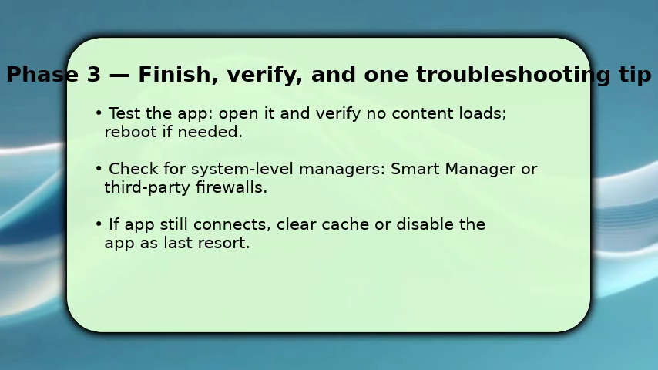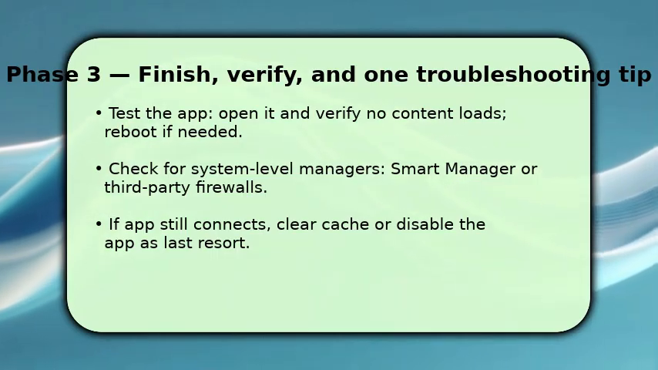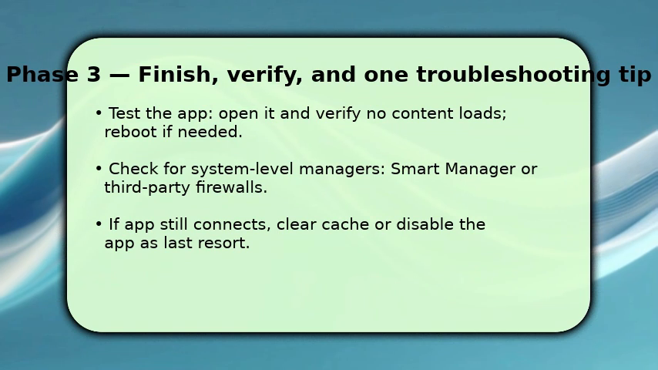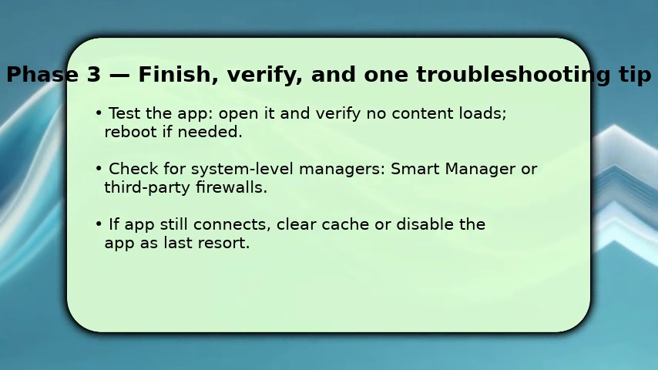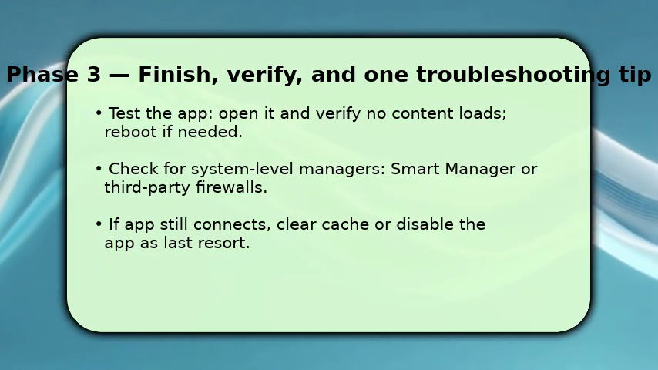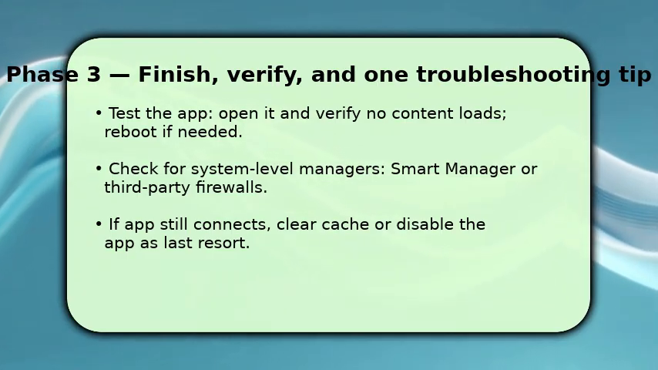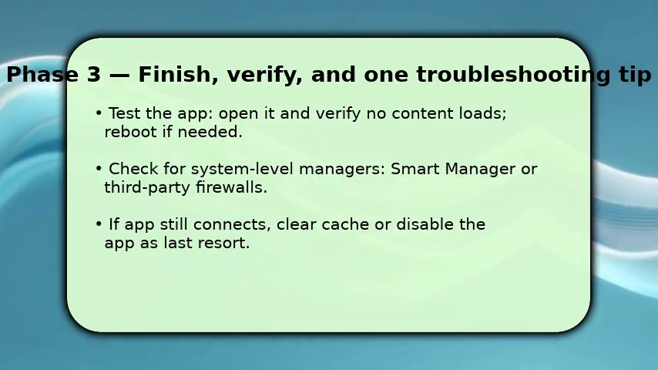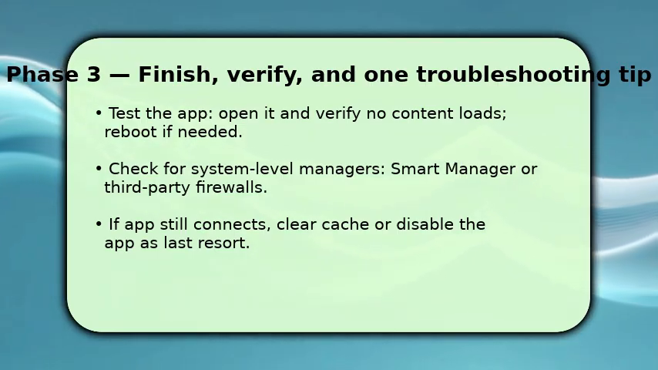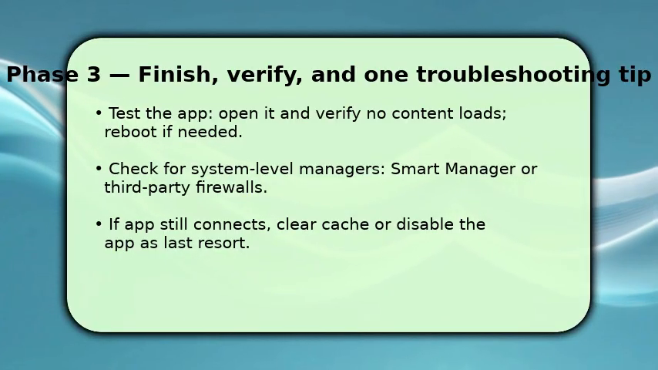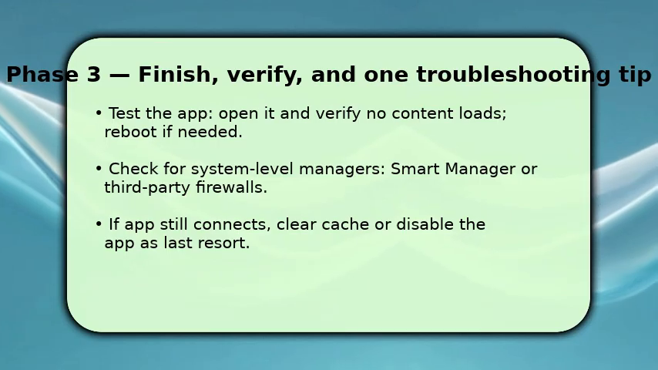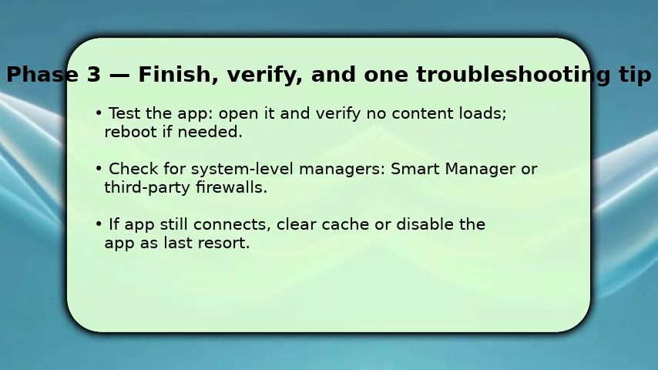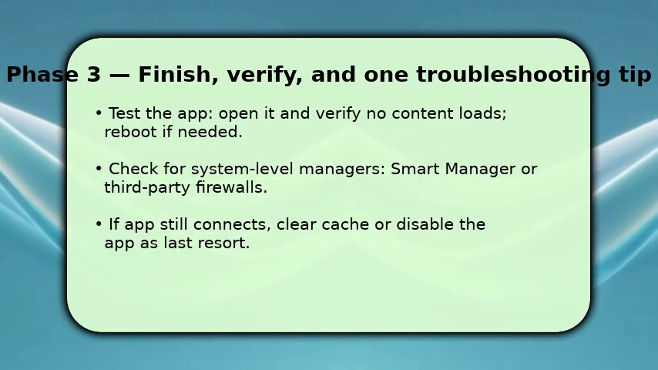Finally, test the restriction by opening the app. If content fails to load, the block worked. If it still connects, reboot the phone. Sometimes system services need a restart. Also inspect Smart Manager, carrier settings, or third-party firewall/antivirus apps that can override toggles. If an app persistently bypasses restrictions, clear app cache and data, or disable the app until you apply stricter controls. One key tip: if things go wrong, re-enable toggles and reboot before retrying changes.